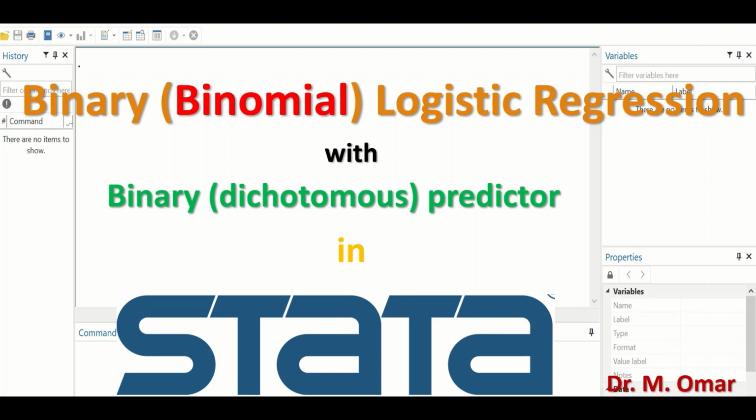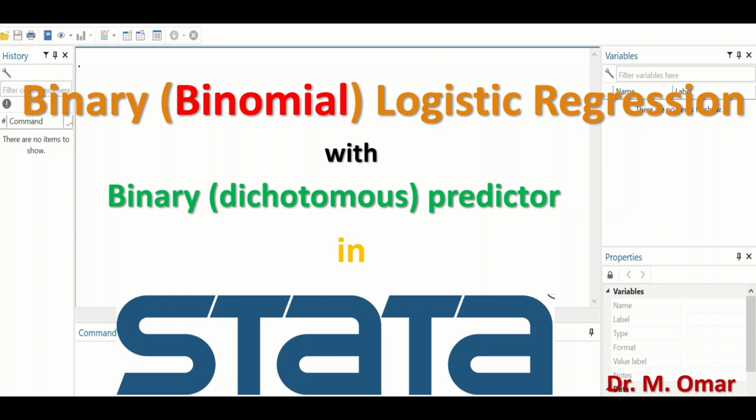Binary or binomial logistic regression with a binary or dichotomous predictor in STATA. A binary variable is a variable that has two levels in it. So a binomial or binary variable has two levels, such as dead or alive, has diabetes or doesn't have diabetes, has heart disease, yes or no. So binary means two levels.